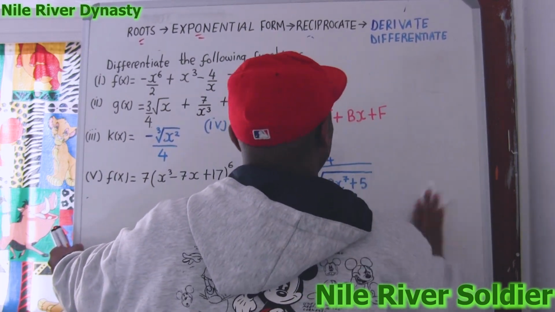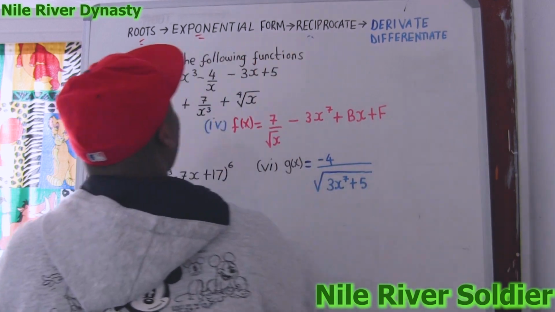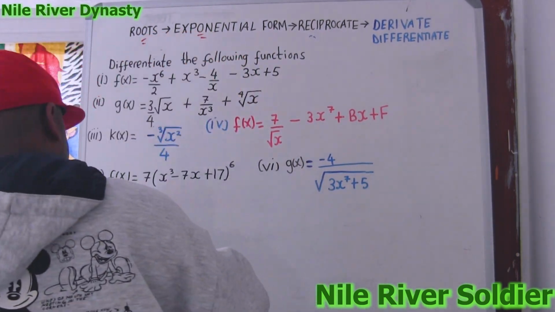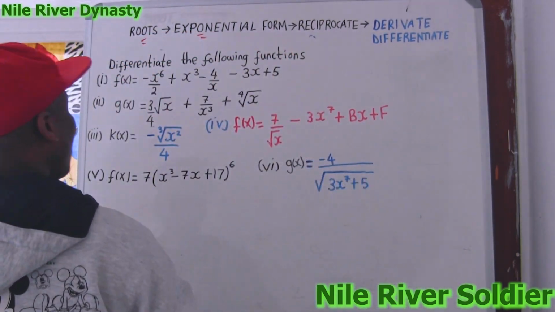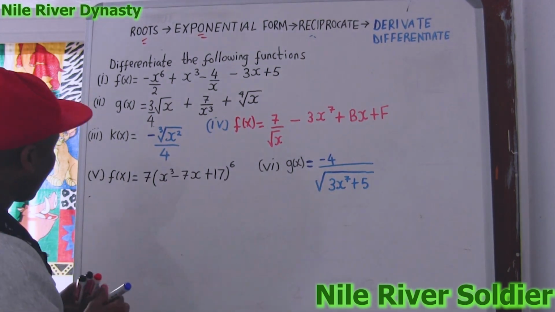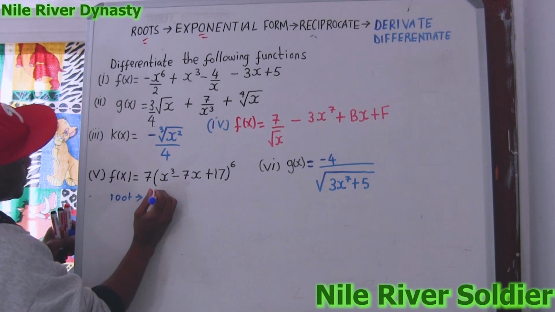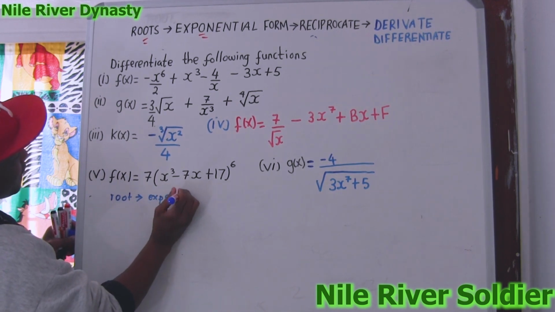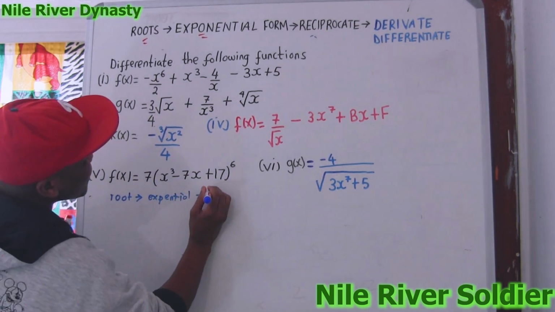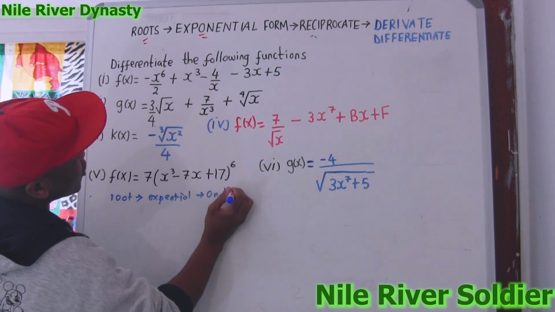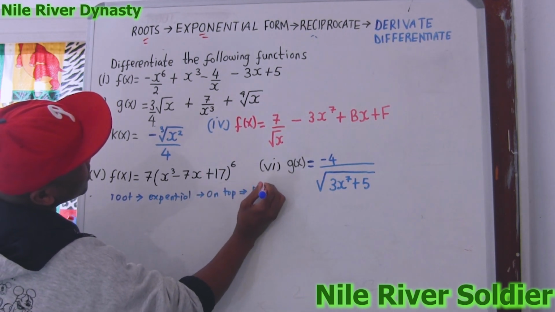So sometimes they're going to give stuff like this. So the rules, there are a few simple rules. Only if it's a root, make sure you change to exponential. Just like how I'm doing, make sure you change to exponential. And then after that, everything must be on top. I'll explain what that means when I say on top. And then after that, you can differentiate.